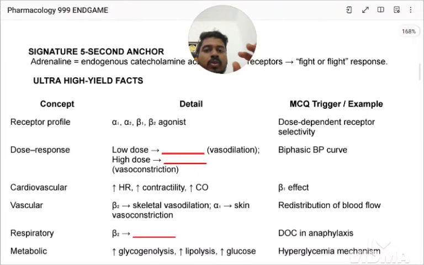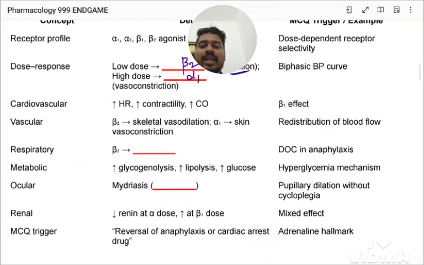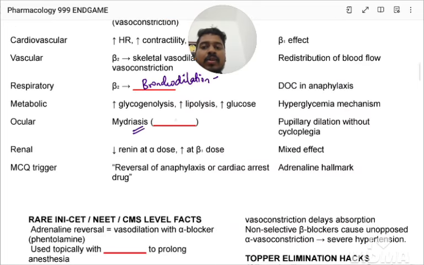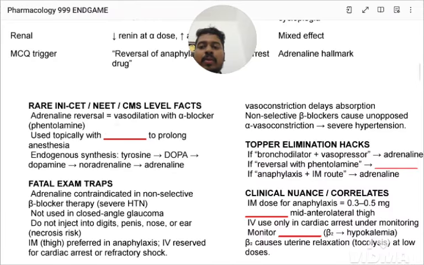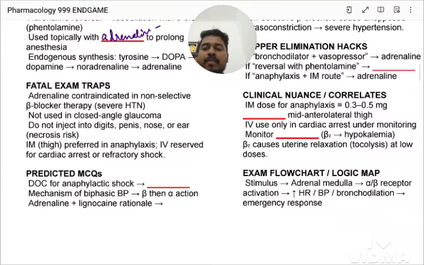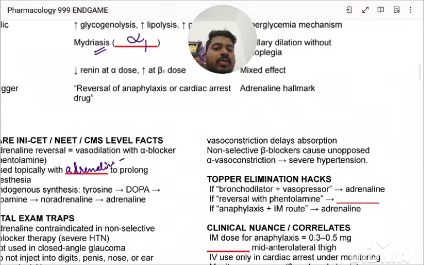What happens at low dose? Low dose ADR causes vasodilation via beta receptors, especially beta 2. At high dose, what happens? There is vasoconstriction via alpha 1 receptors. Very good. Now respiratory beta 2, what does it cause? It causes bronchodilation, because ADR is a beta agonist. In ocular, mydriasis is caused by alpha 1 receptor mediated activity. Next, what is used topically to prolong anesthesia? Adrenaline is used along with lignocaine to prolong anesthesia. What is the drug of choice for anaphylactic shock? IM ADR, adrenaline, not noradrenaline.